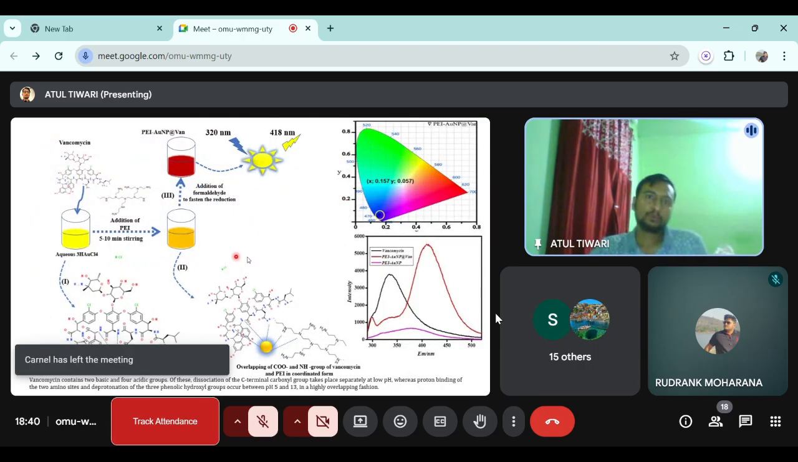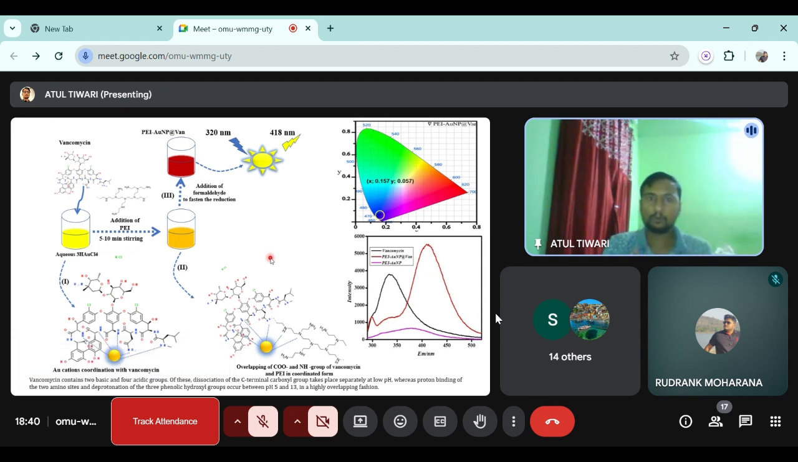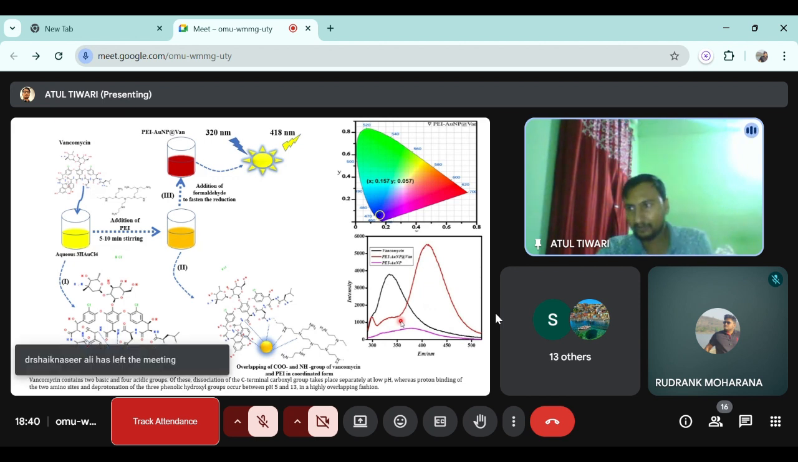So I synthesized some gold nanoparticles conjugated with vancomycin without changing their intrinsic property. Because vancomycin is a glycopeptide, we found that vancomycin gets conjugated very efficiently, with high loading capacity, on gold nanoparticles. We found the conjugation was very effective, and it was very rational.